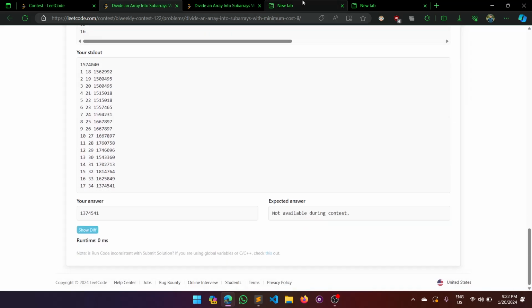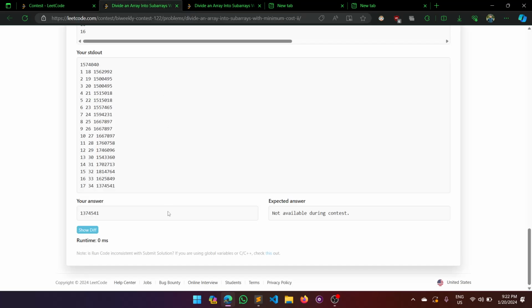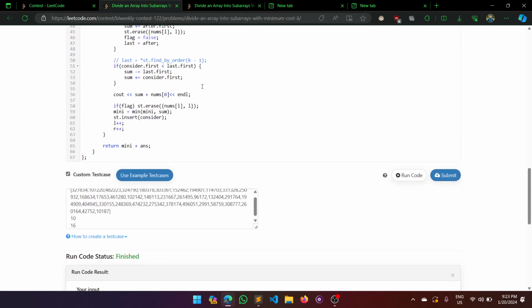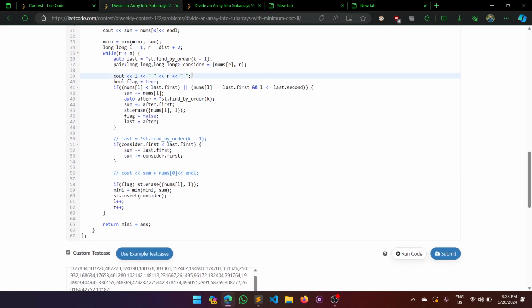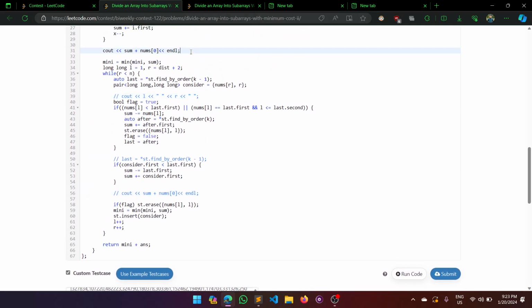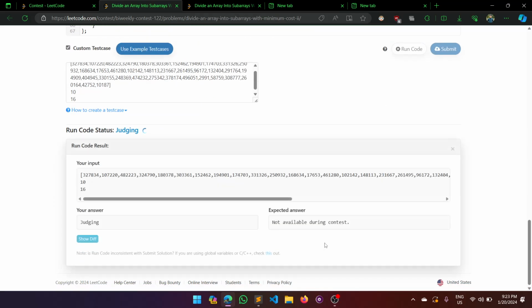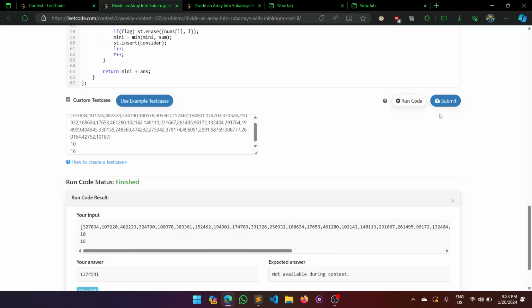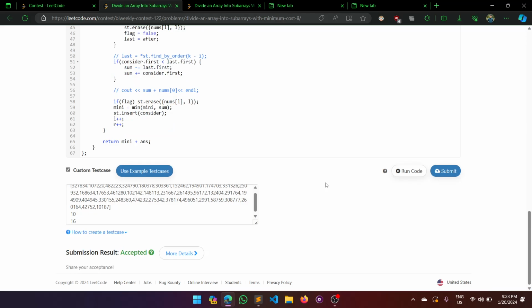Oh, looks like we're getting the right answer. 5-4. Yeah, cool. Cool. Let's remove print statements. Submit it. Damn.